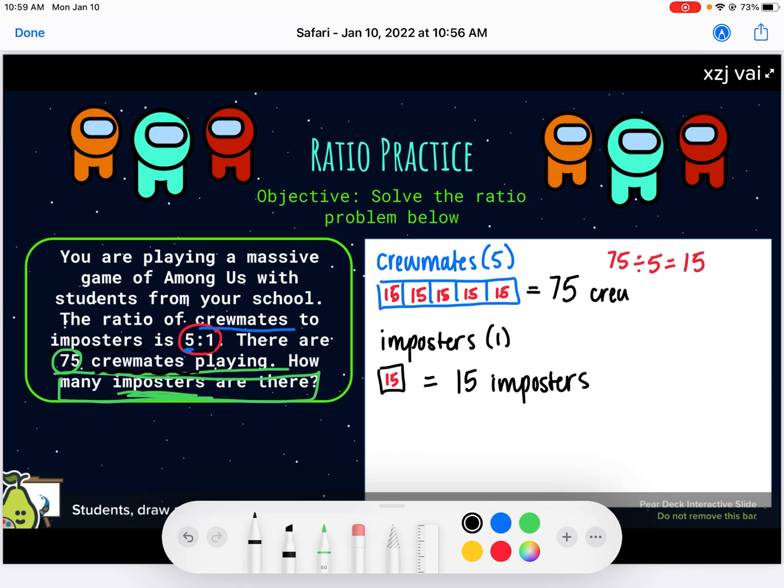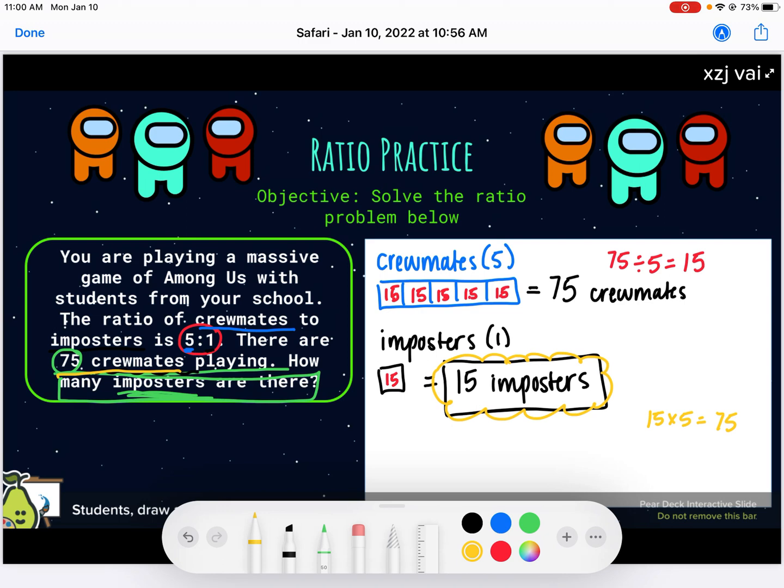And let's make sure this information still matches up with what is in our question. So 75 crewmates, that's in the question, right? We can see that match right here, cool. And then we found out how many imposters, 15 imposters. Let's make sure it's reasonable. Our ratio is 5-1. That means that there should be 5 times as many crewmates as imposters. If we did 15 times 5, that would equal 75. So it seems like that ratio works. There's 5 times as many. So we can be confident in our answer that there are 15 imposters.